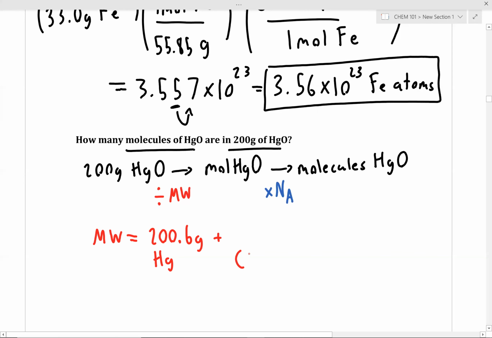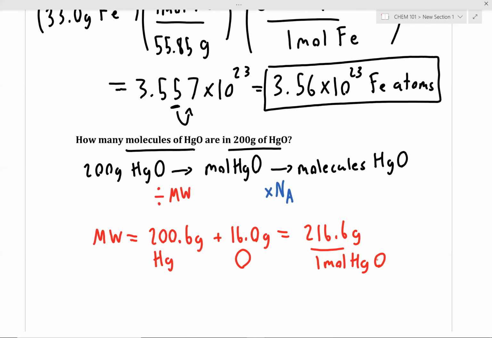And now, what is the mass of oxygen? Yeah, about 16. So if we add these two masses together, we get 216.6 grams in every 1 mole of mercury 2 oxide. Does that make sense where we got our molar mass conversion factor from? We added up the mass of each of these two elements found in the periodic table.